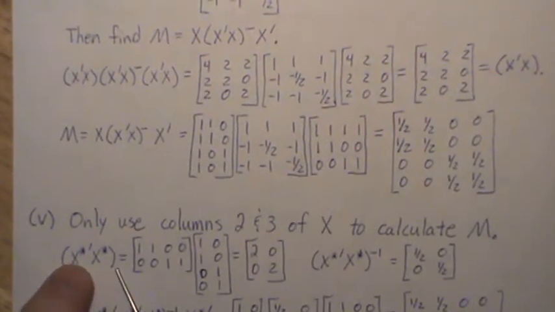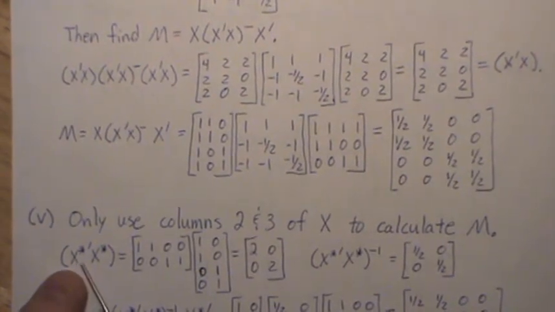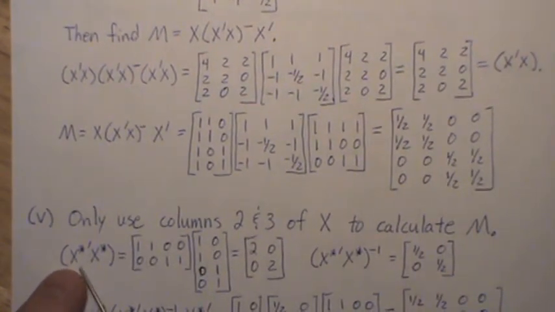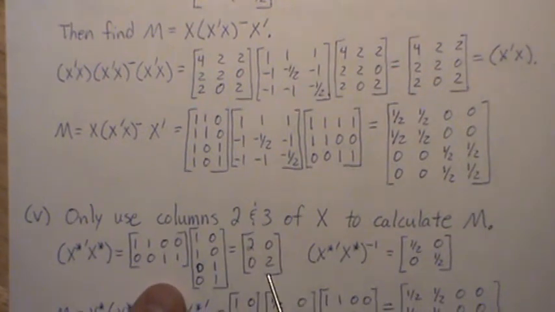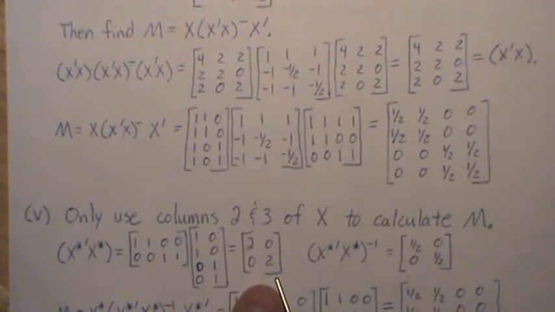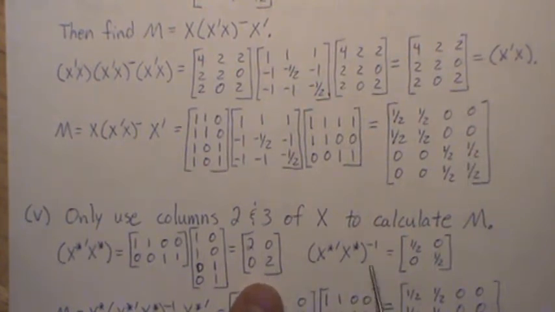So we can't call it X because it's not the design matrix. So let's call it X star, which is columns 2 and 3 of the design matrix. Transpose X star, which we plug in and calculate, and we get this. Now this is non-singular, so it has an inverse. We don't have to calculate the generalized inverse, and it's this, so it's 1/2 down the diagonals.